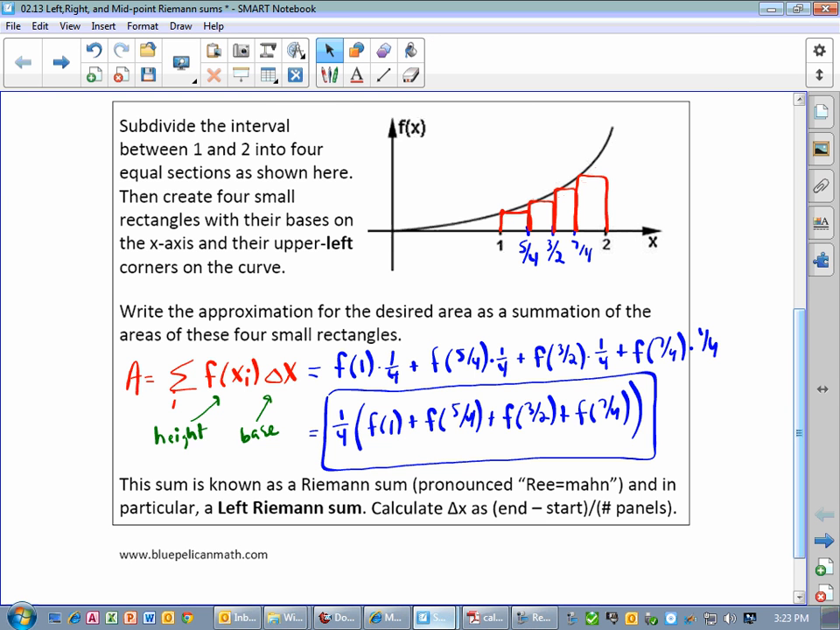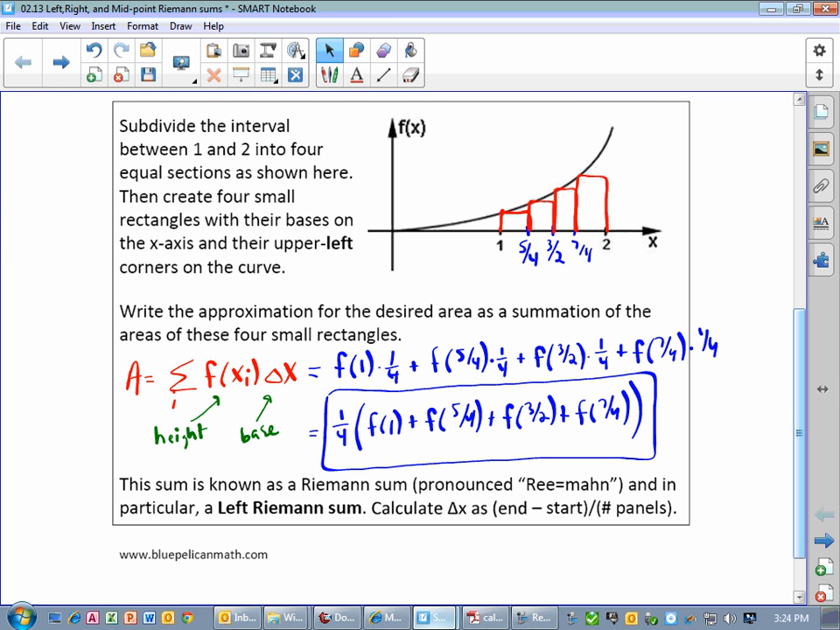Now this sum has a name. It's called a Riemann sum, named after Bernhard Riemann, who was a mathematician. He was actually a geometer, did a lot of geometry stuff, mostly in multi-dimensional spaces, like 4, 5, 6, 7 dimensions, back in the mid-1800s. But this is one of his early works, basically. He was working with calculus, and he came up with this, and they call it the Riemann sum.